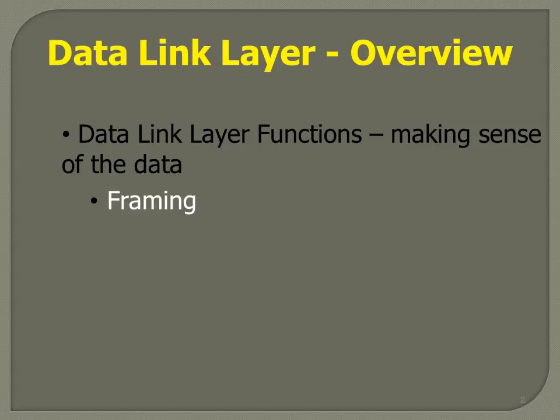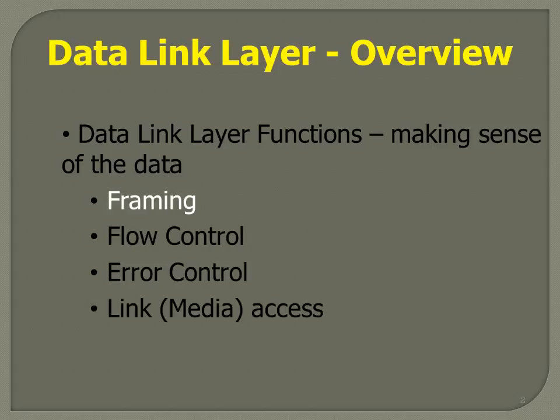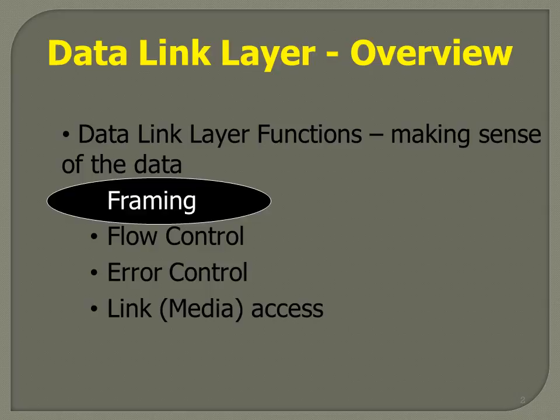One is framing. Second function is flow control. Third function is referred to as error control. And the fourth is link access or media access control. What we mean by framing is that the data that has to be transferred has to be organized into some kind of a format so that the receiver is able to interpret the data appropriately.